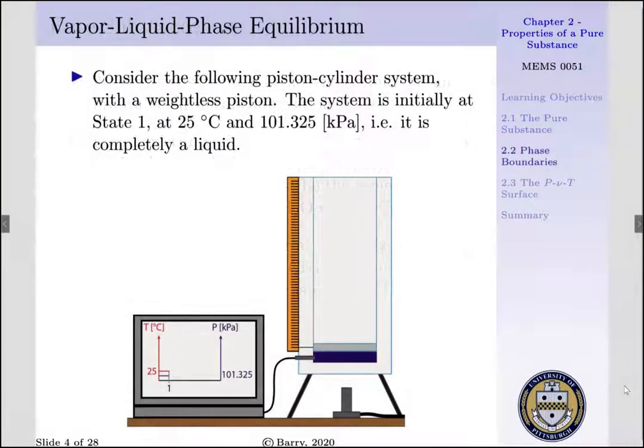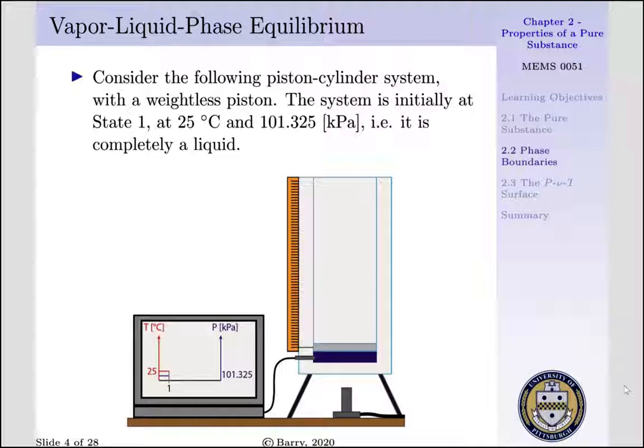Now, let us begin by talking about our vapor-liquid phase equilibrium. Let's consider the following piston cylinder system shown to the right. We have water contained within our piston cylinder system as designated by the blue liquid. We have a weightless piston that's represented by the shaded gray area that's constraining the water within the piston cylinder device.